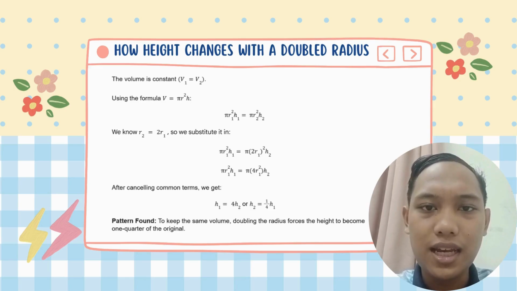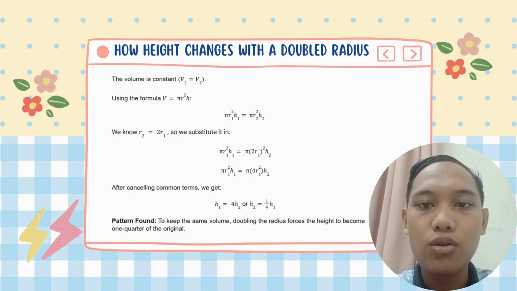Now, you can see that we have common terms on both sides. We can cancel out pi and r1 squared from both sides. This leaves us with a very simple relationship, which is h1 equals 4 h2, or if we rearrange it, we find that the new height h2 is 1/4 of the original height h1.